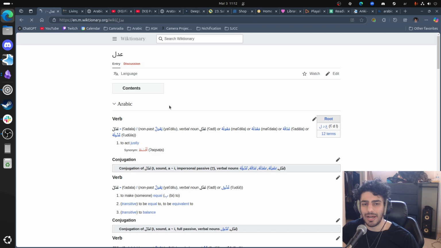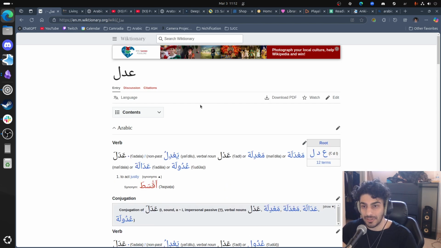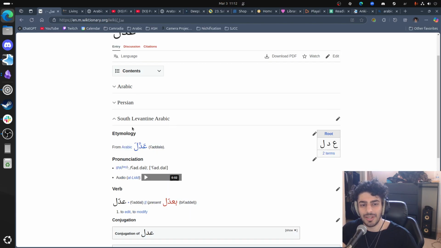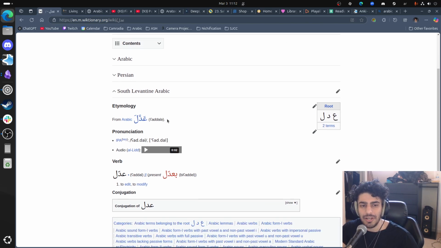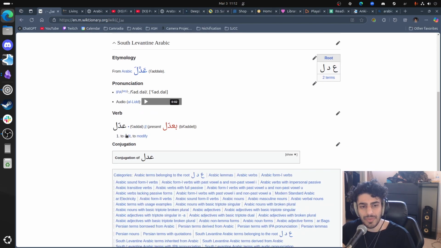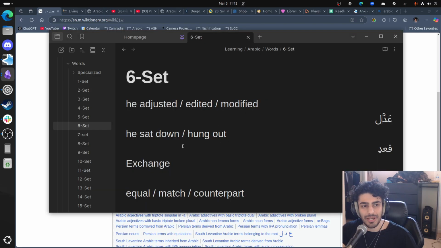So I type adal, and this is of course where you need to know the script, and you can come onto Wiktionary. You can be like, ooh, okay, Arabic, Persian, South Levantine Arabic. So South Levantine is Palestine or Jordan. And you can be like, okay, it's from this root, adal, and it means to edit or modify. And so, boom, I wrote it down. Now I have a reference. So I can look in this program.